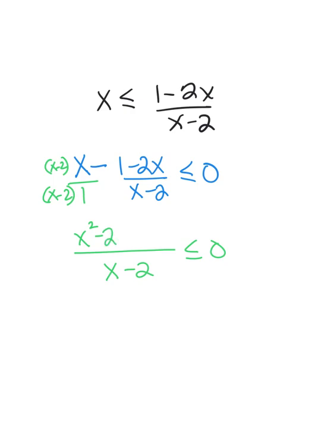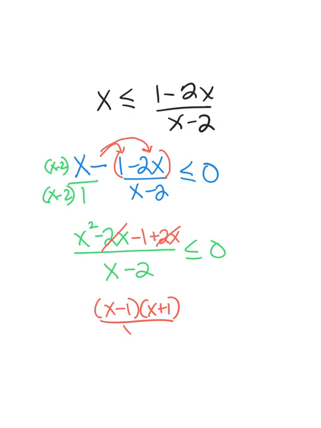The first part's very easy. I have x squared minus 2x, but this can be a little bit confusing because this entire fraction has a negative in front of it, which actually means, using good algebra, you actually distribute the negative to both. So it turns into -1 plus 2x, and now these 2x's are going to cancel. So I'm left with x squared minus 1, which it's always good to factor, because that's how you get your critical points, over x minus 2 is less than or equal to 0. So my critical points are plus or minus 1 and 2.